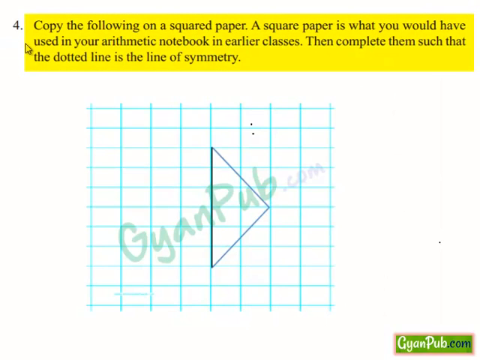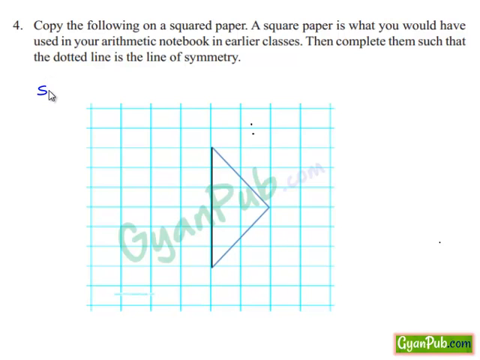The given question is, copy the following on a squared paper. A squared paper is what you would have used in your arithmetic notebook in earlier classes. Then complete them such that the dotted line is the line of symmetry. Here they have given a closed figure and we have represented the black line as the dotted line, that is the line of symmetry, and they have asked us to complete this figure such that this black line should be the line of symmetry. Moving on to the solution.